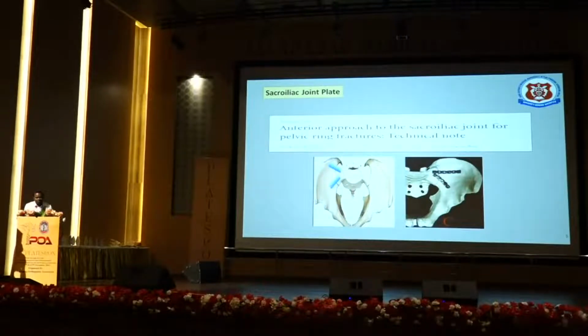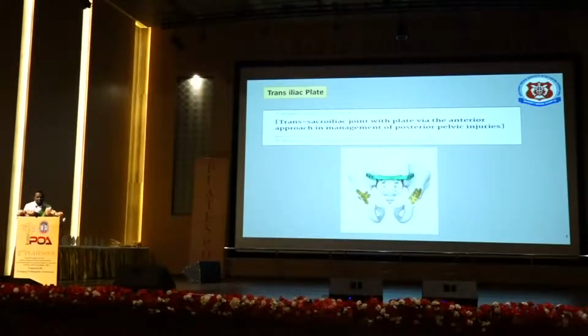This is SI joint plating. Generally 2 plates are used to treat SI joint disruption. One plate is along the pelvic rim and the other is perpendicular to the first one. Coming to this transiliac plate, this is for sacral fractures, and generally 2 or 3 screws on the other side are required, but it has one problem. So sacral fractures are nowadays treated with spinopelvic fixation.